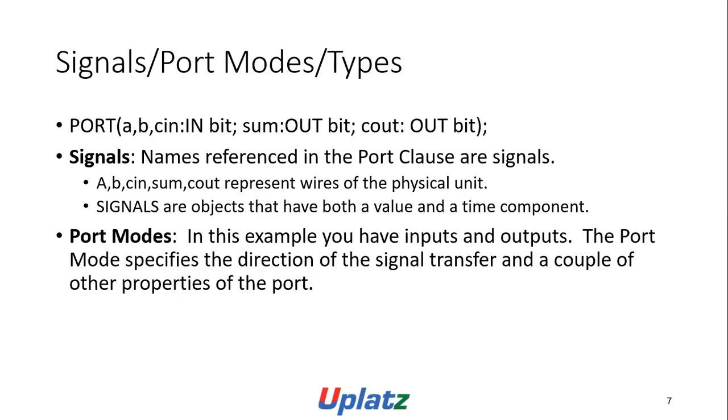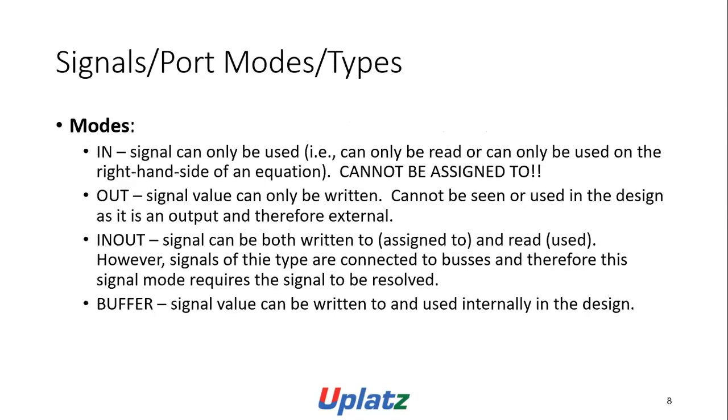Signals are objects that have both a value and a time component. Port modes: in this example, you have inputs and outputs. The port mode specifies the direction of the signal transfer and a couple of other properties of the port. Mode in: the signal can only be read, that is, only used on the right-hand side of an equation; it cannot be assigned to. Mode out: the signal value can only be written; it cannot be seen or used in the design, as it is an output and therefore directional.